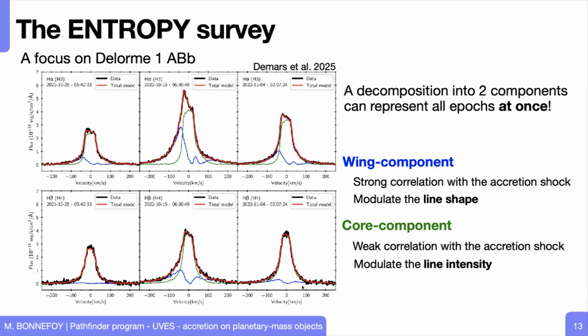Hey, Mickael, great talk. Actually, I have two questions. The first is whether you measure the accretion mass rates and compare them with others. And the second is, why is an object like the long one, ABB, being 45 million years old, still accreting?